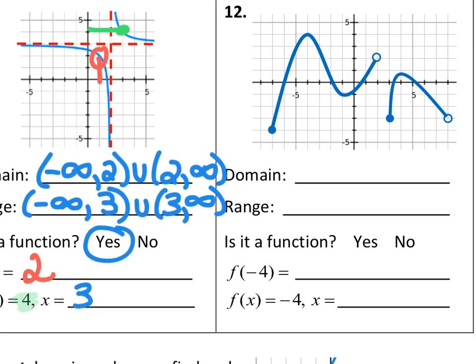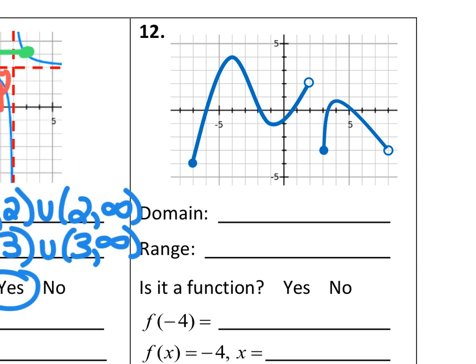Now, number 12 looks all crazy and everything, but it's not really that bad. Remember that you want to start from left to right, but notice that in the middle of the graph, there's a place where there's no x values. So in that little sliver between x equals 2 and x equals 3, we don't have any x values. So we're going to write our domain as 2 parts. And we're going to start by looking at the domain of this part, and then we're going to look at the domain of this part.